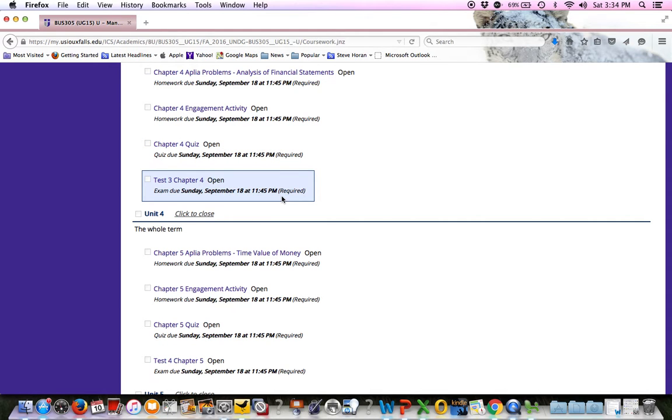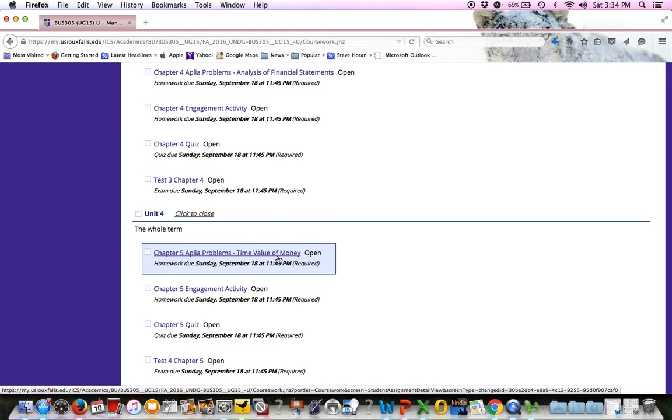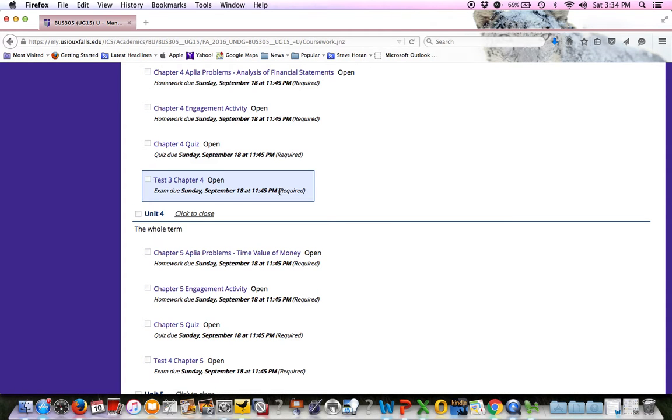And the tests are not very long. I've given you a 2-hour time limit for the test for each chapter. However, you'll probably get done much quicker than that. The tests are mostly concept-based. There will be a little bit of number crunching in the tests, but I try to keep most of the number crunching to the homework that's due every week. The tests are more concept-based. But by doing the homework, reviewing the terminology, and reviewing the review questions at the end of the chapter, that will definitely get you ready for the tests for each.